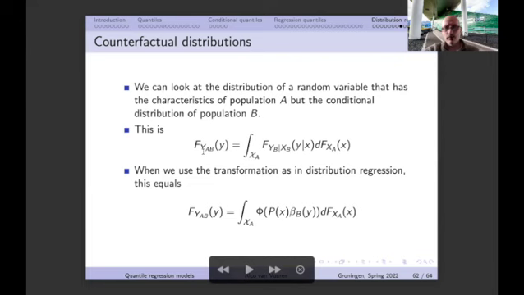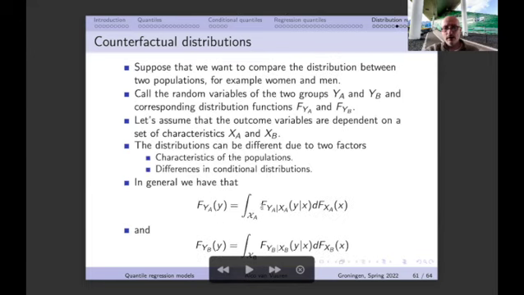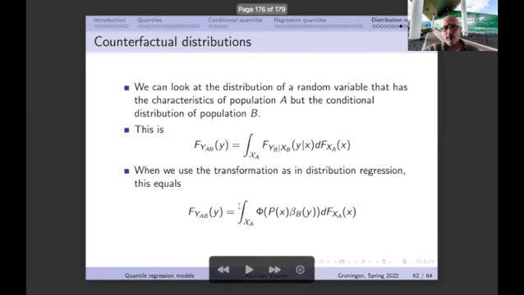The only thing that we need to do is replace this distribution function that we have over here by this distribution function that we have over there. So then we are going to introduce a new random variable. I'm going to denote it here by Y_AB to indicate that it's still the individuals with the characteristics of A, but with the conditional distributions of the B population. So now we have the distribution of Y_AB, and it's simply equal to, again, the integral over the characteristics, but now instead of having the conditional distributions of the A population, we're going to get them for the B population.